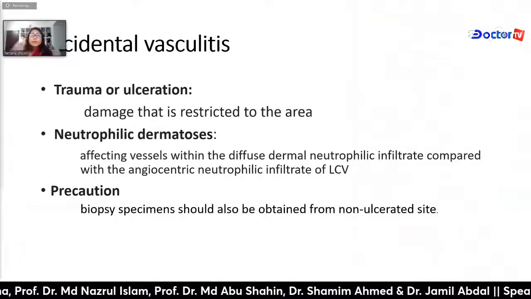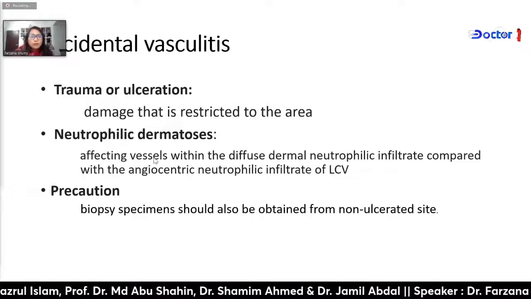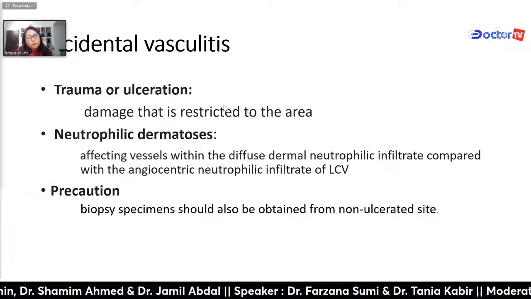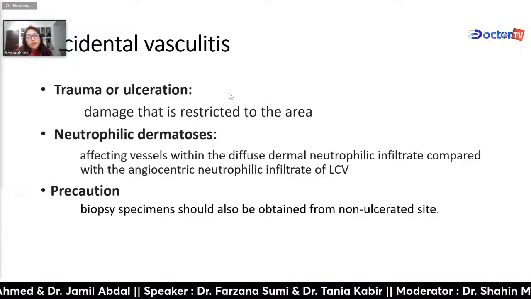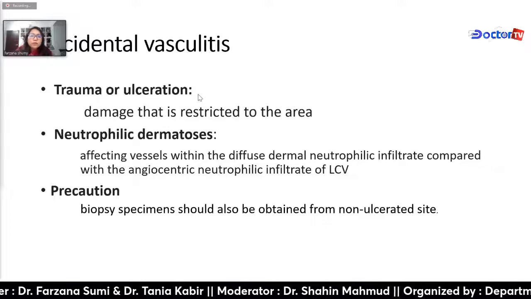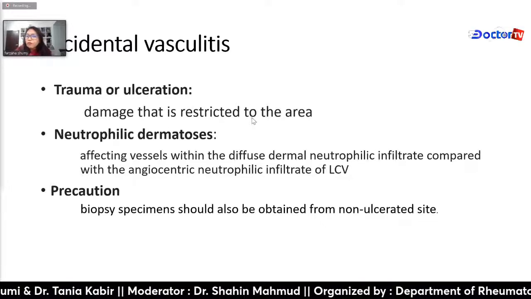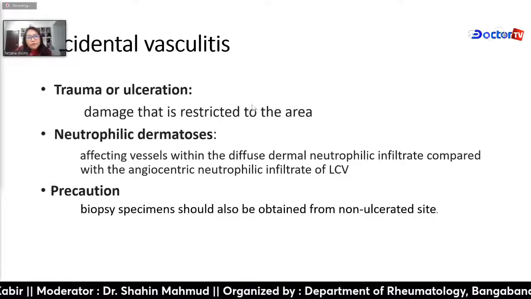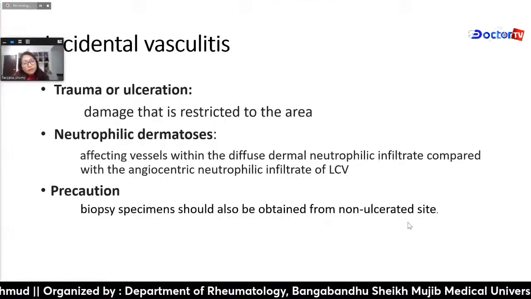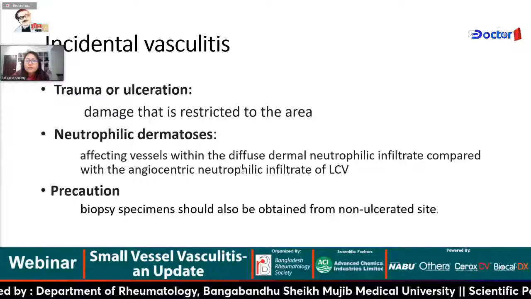So be careful about incidental vasculitis. Already I have mentioned that trauma or ulceration damage is restricted to an area, and we can differentiate by this finding, because if the features of vasculitis, infiltration of cells due to trauma or ulceration, are restricted to this area, they should not be present in the normal area. So as a precaution, biopsy specimens should also be obtained from a non-ulcerative site. By this, we can differentiate from incidental vasculitis.